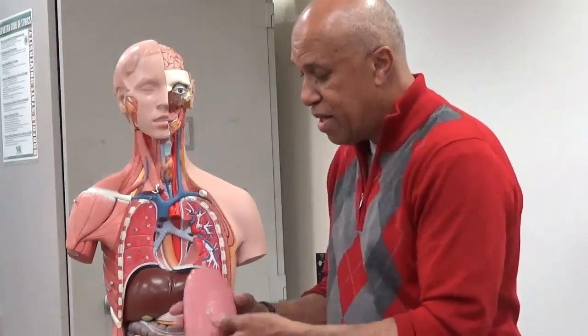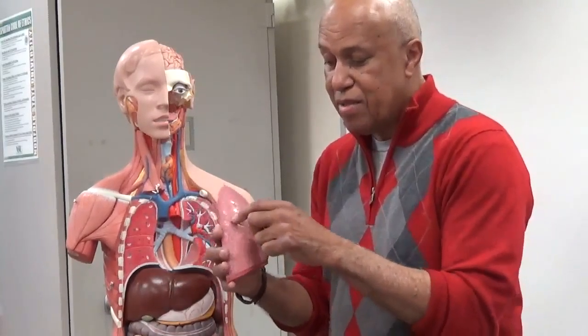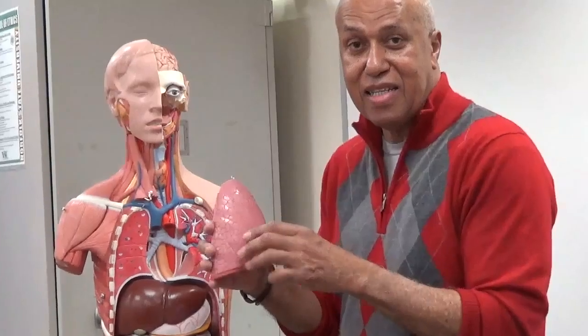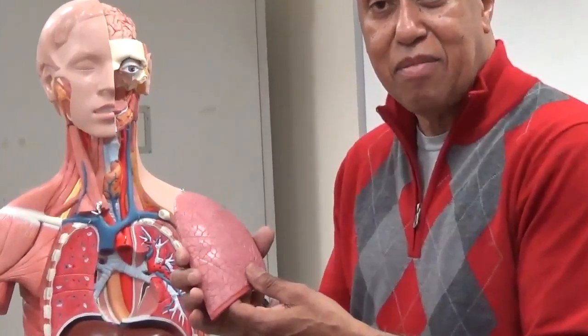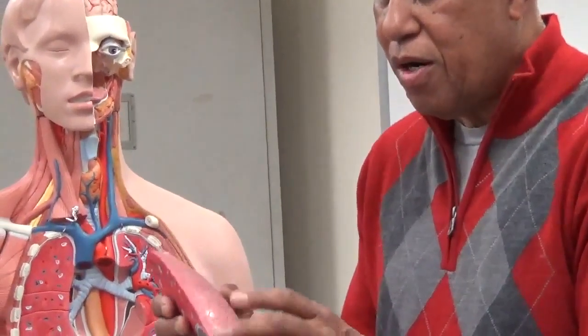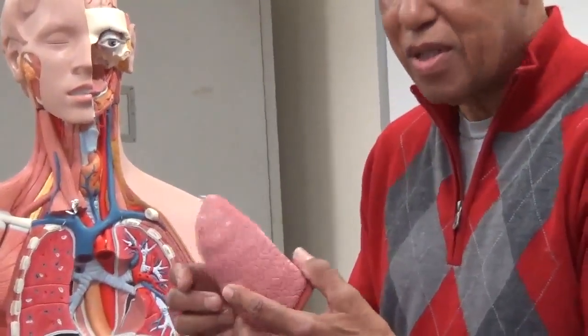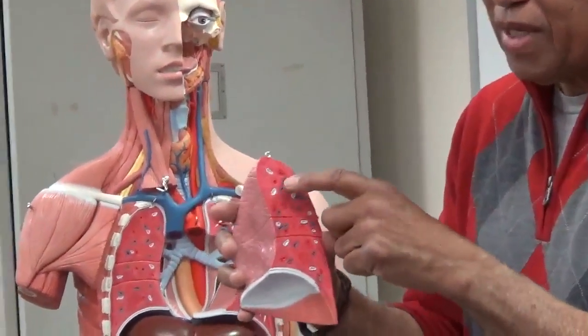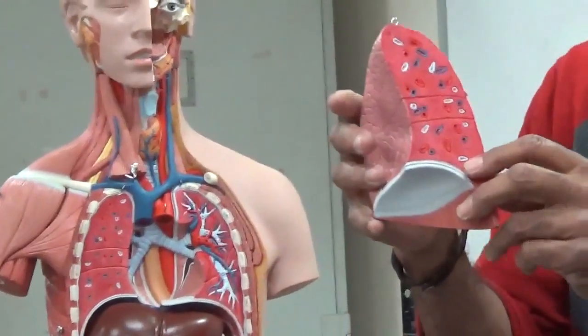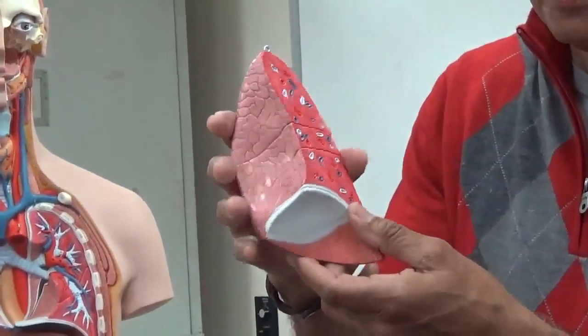The right side of the body has three lobes. There are some little lines here that subdivide it into independent units. That can be good when it comes to removing lung tissue. You can remove a lung, and it has three lobes. One here, and there are some little lines. I don't know if you can see them.